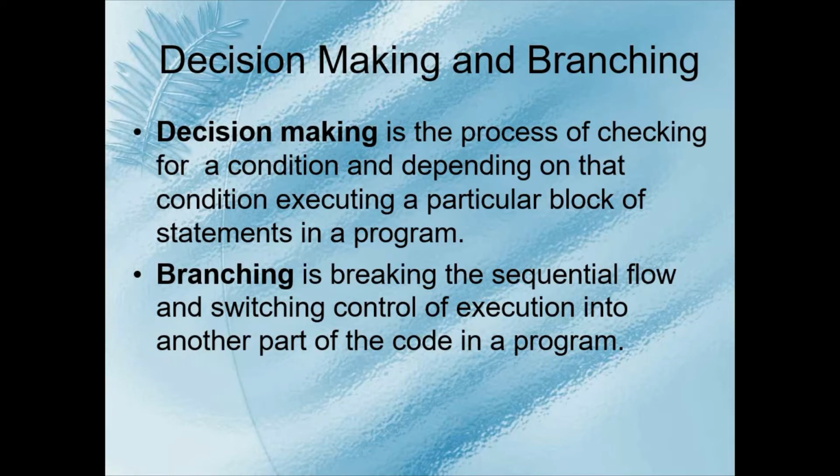The next type of construct is decision making and branching. Decision making is the process of checking for a condition and, depending on that condition, executing a particular block of statements in a program. That is, it checks for the condition. If the condition is true, a part of a block of statements is executed, and if the condition is false, the other block of statements is executed. So execution depends on the condition. Branching is breaking the sequential flow and switching control of execution into another part of the code in a program. So here also, based on the conditions, a part of the code is executed.